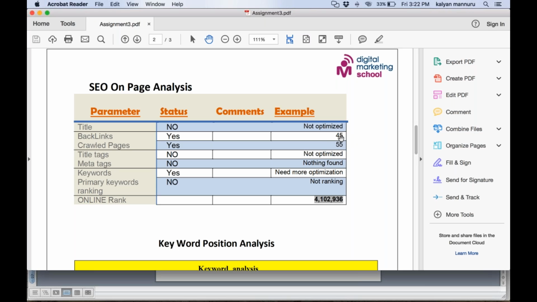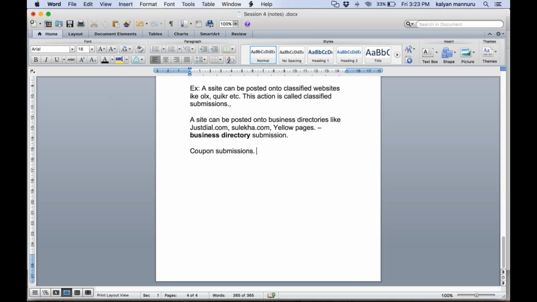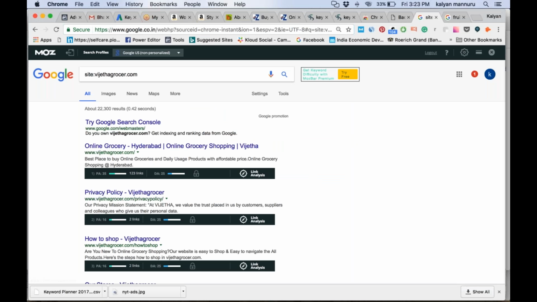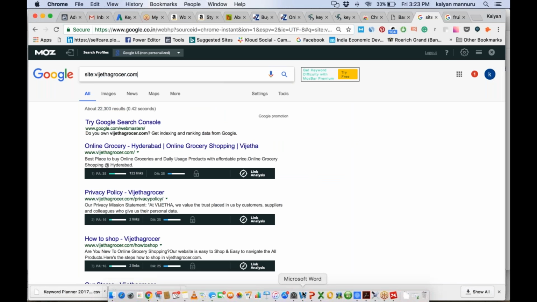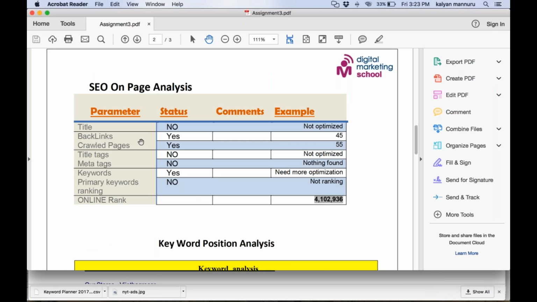Backlinkwatch.com will give you the list of backlinks. Crawled pages will also give the list of pages. Right here. This is the number I need to give if I'm picking up Vijeta Grosser as my project right here. So if the titles are there or not, if the meta tags are there or not. Meta tags, we know title, URL, and description, whether they have written or not. Say yes or no. That's all. So what is the online rank? How do I find online rank? One of the tools that we discussed here is Similar Web.